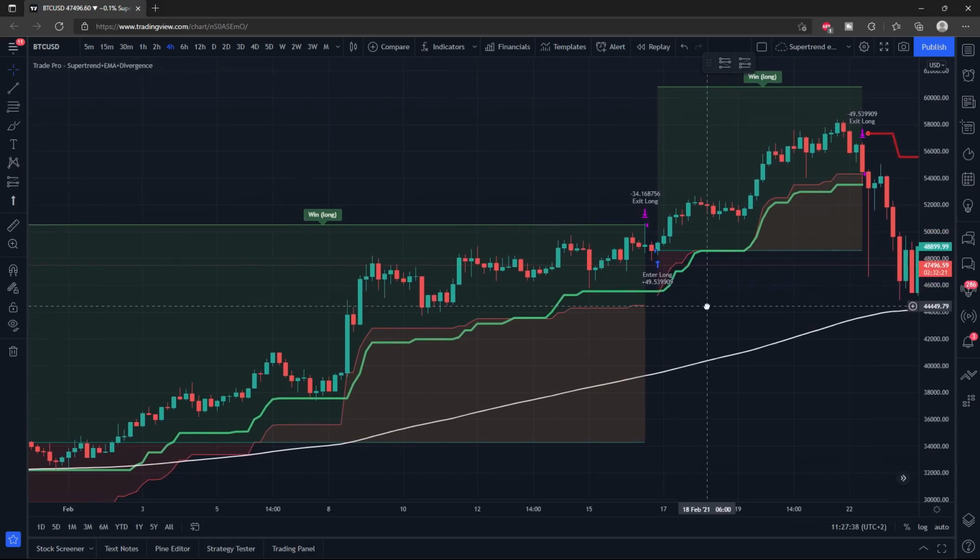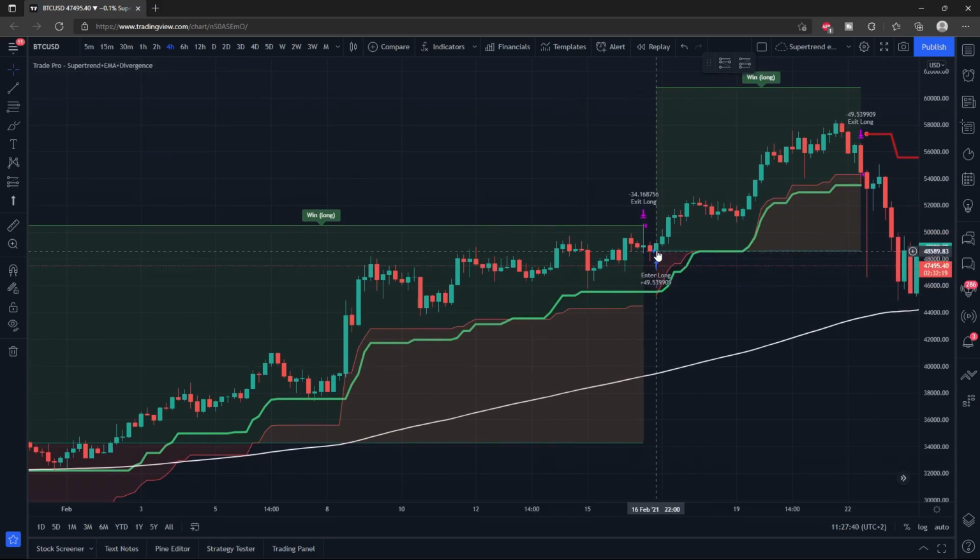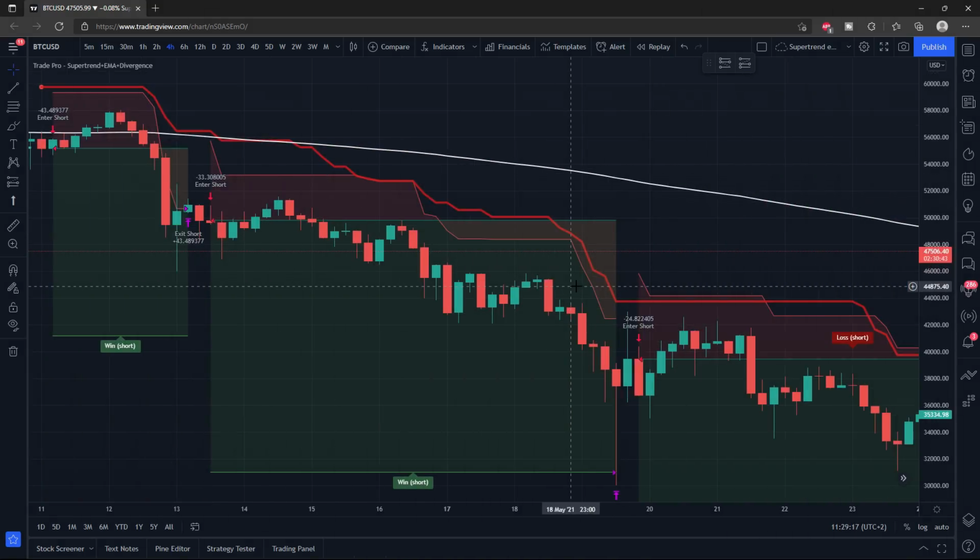Then if we take a look at this next one, we can see it enters in again as all the conditions are still met, and then trails the stop loss up, eventually getting stopped out at the trailing stop loss in profit. So that's for a long position. Now let's take a look at some short entries. Here are a few short entries.